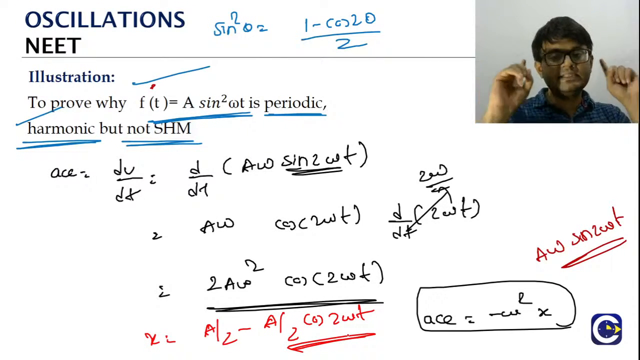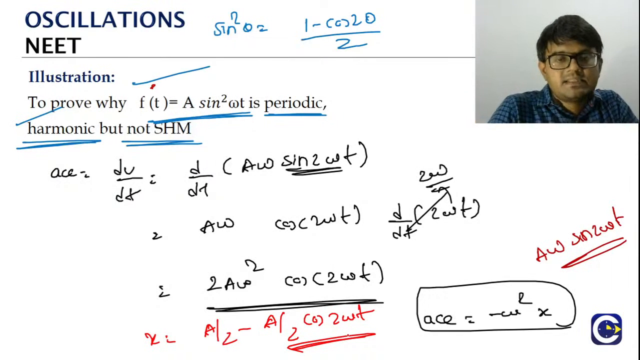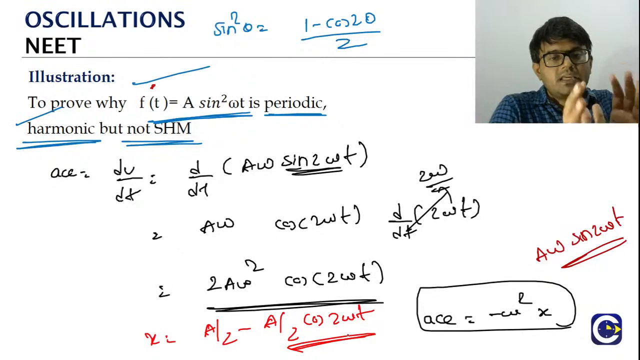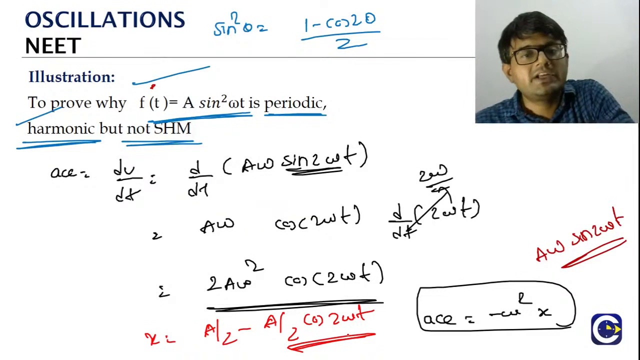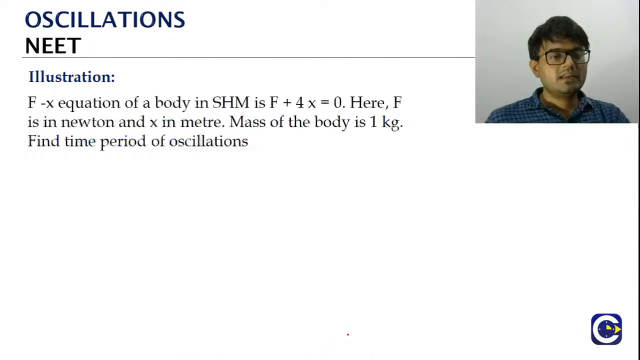So when the SHM condition is mentioned, what should come to our mind? Linear SHM means acceleration should be equal to minus something called omega square into x. It should be like that. If you go for angular SHM, it should be alpha is equal to minus omega square into theta. So this is the condition for SHM.